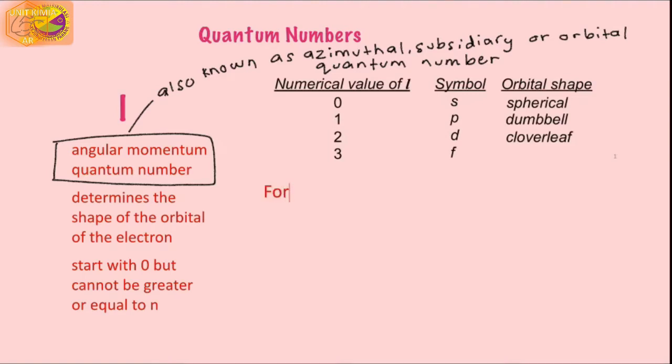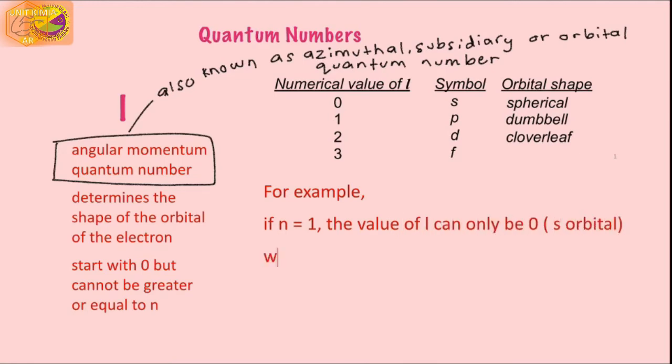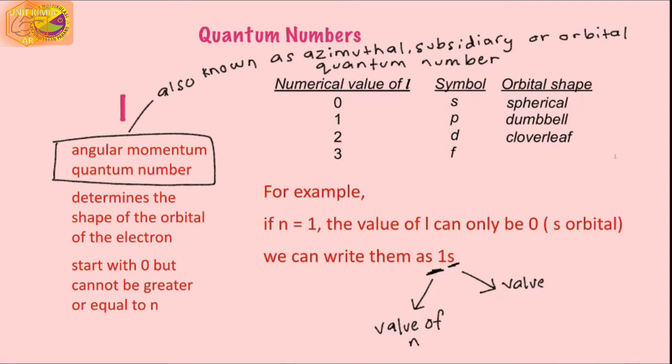Another example, if the value of l is 2, the symbol is d, which means d orbital. As we recall that the value of l cannot be greater than n, for example, if n equals 1, the value of l can only be 0, which means s orbital. We can write them as 1s, where 1 is the value of n and s is the value of l, which is 0.